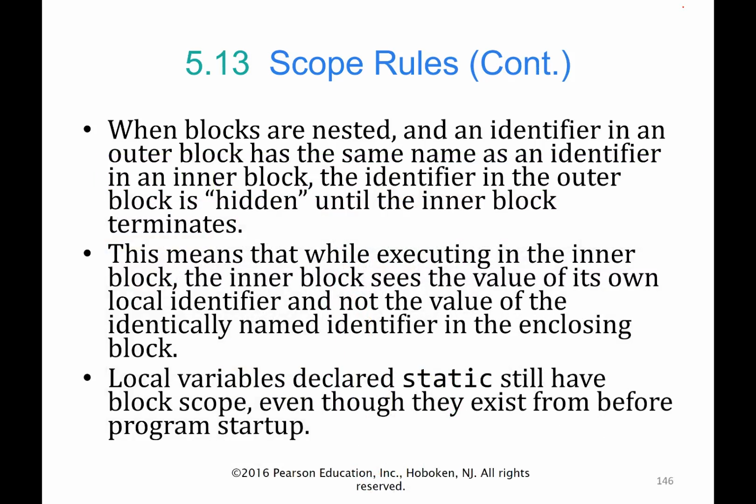So this means when the blocks are nested, an identifier in the outer block has the same name as an inner block. The identifier in the outer block is hidden until the inner block terminates. In other words, the original value of I is lost. That means when it sees its own value, not the value that is identically named in the enclosing block. So that's there. So it just gets very confusing.